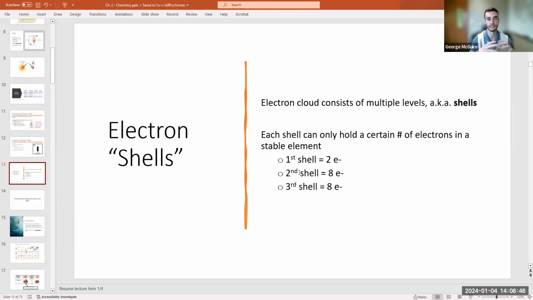Moving beyond that into shells that are farther from the nucleus, they can hold more and more electrons. And so the second shell can hold up to 8. The third shell can hold up to 8. When we get into much larger elements, that rule and that number gets a little bit variable. It's not always an exact 8. But for the purposes of this course, for the purpose of most biological molecules, we are only really caring about these first 3 shells. Okay.